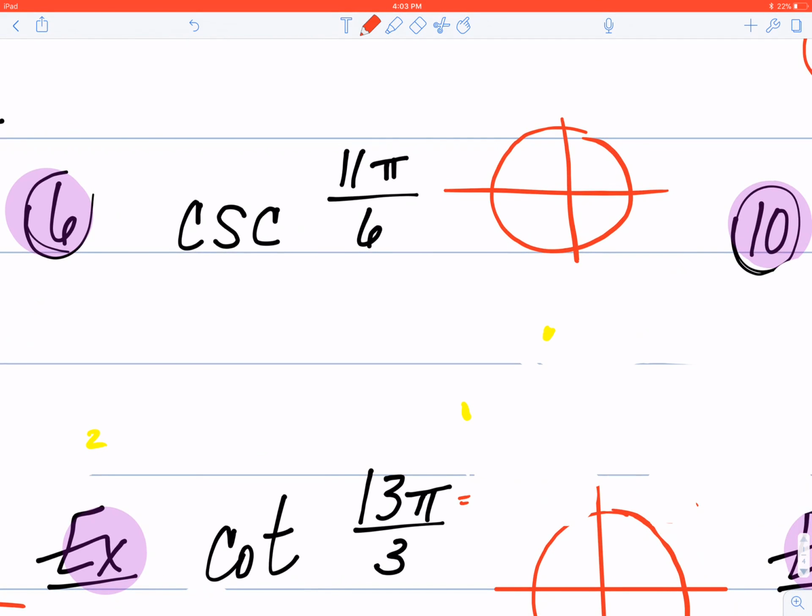Number 6. Where is 11 pi over 6? Well, it's the very last spoke in the 4th quadrant. Coordinate there, we've got a long and we have a down short. So that's going to be root 3 over 2, negative 1/2.